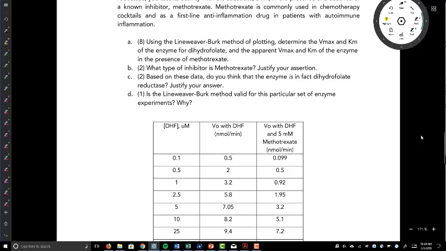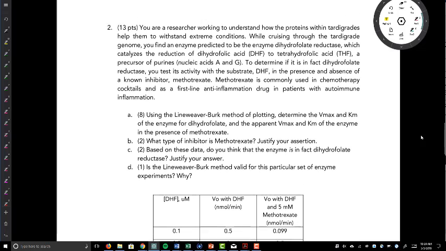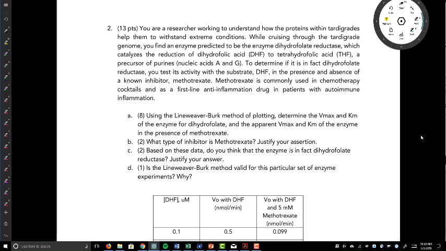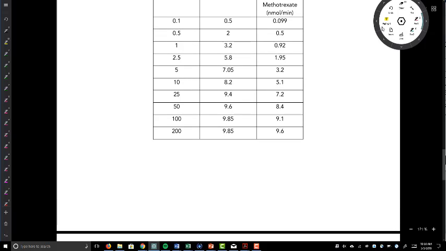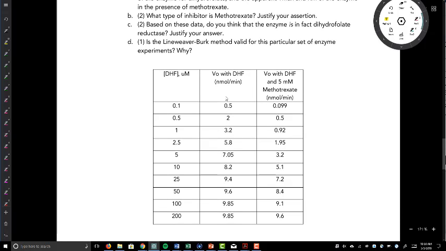All right, so moving on to enzyme kinetics and perhaps slowing down a little bit, you were given kinetic data for what we would call a putative dihydrofolate reductase enzyme from tardigrades, in the presence of the substrate dihydrofolate, and also in the presence of an inhibitor, methotrexate. And so you were given this table and you had to fit the data to figure out, first of all, whether or not the enzyme works, second of all, whether the inhibitor works and what type of inhibitor it is, and then determine the Km and the Vmax.